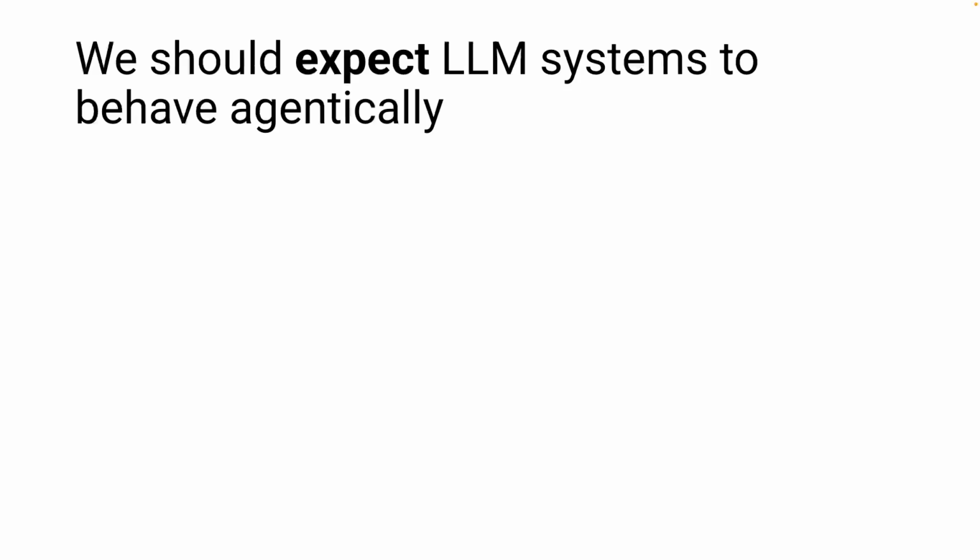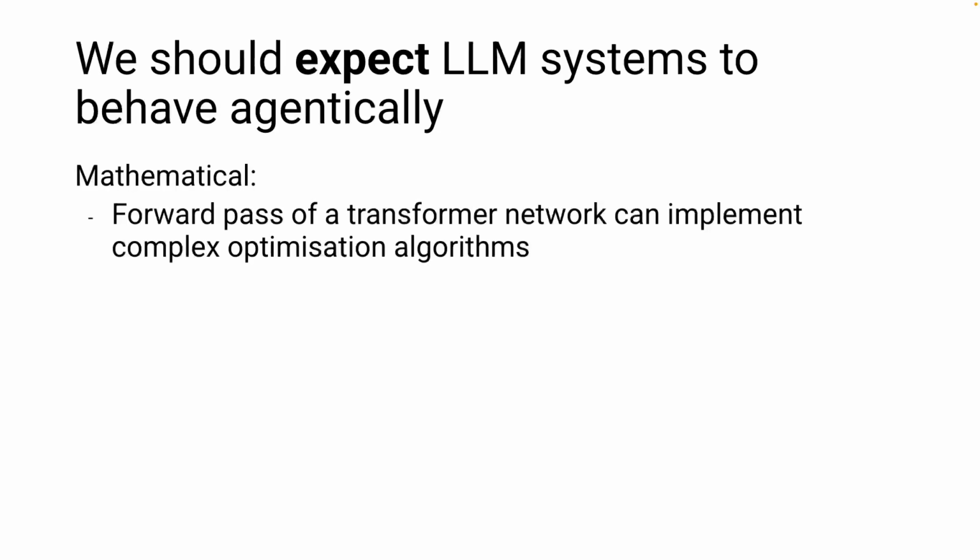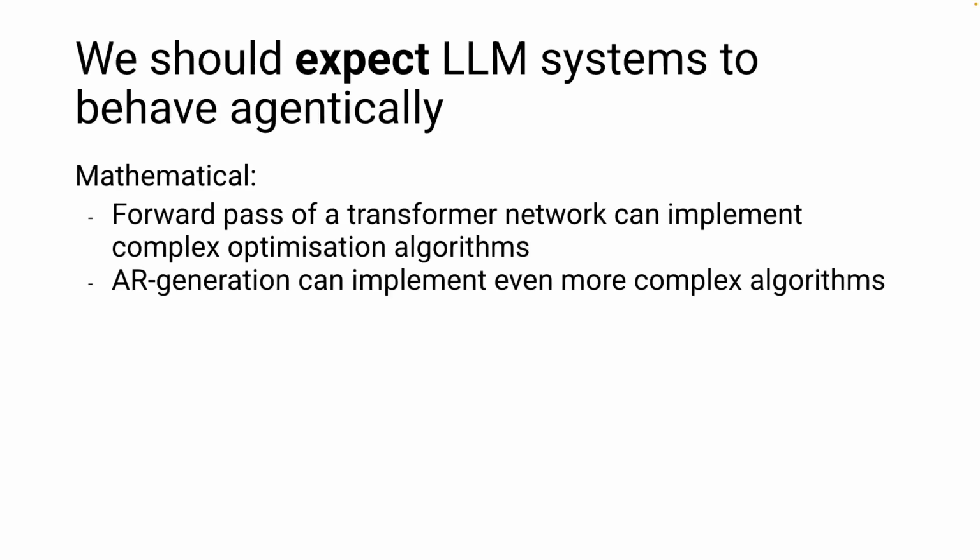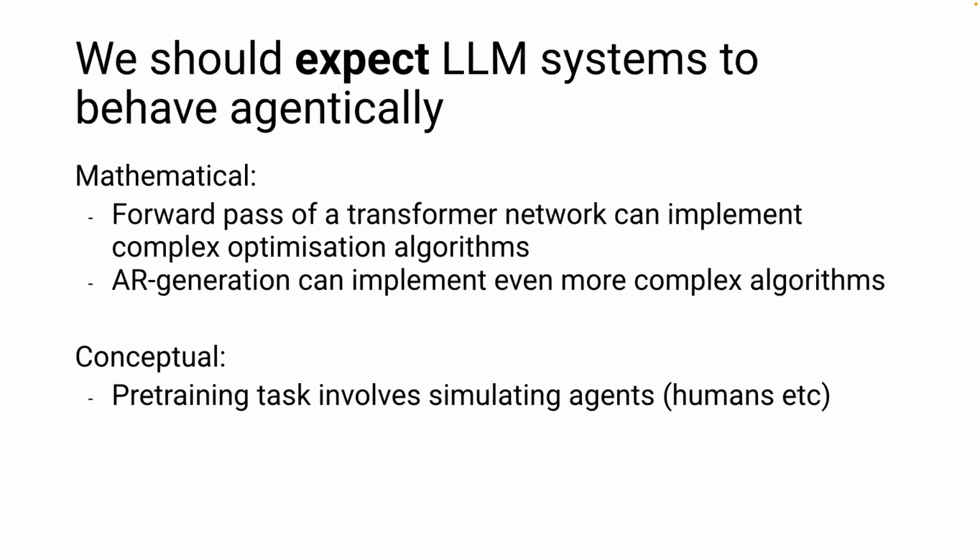So I'm now going to claim that we should expect LLM systems to behave agentically. Why is this? There are some mathematical arguments that a forward pass of a transformer network can implement very, very sophisticated algorithms. For sure, it can implement gradient descent in a certain sense. Moreover, if one's generating autoregressively from a transformer network, it can implement much more complex algorithms. Again, some people have done some maths to prove that the class of algorithms you can implement is even more complex. But actually, I think the more powerful arguments are again on this conceptual level.